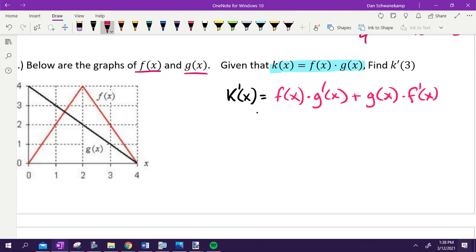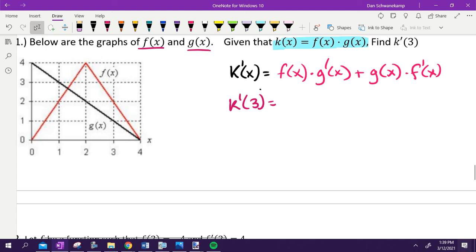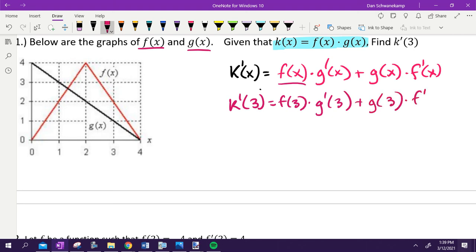But now it's saying, all right, we don't want just that, but we want to find k prime at 3. And it's easy when they gave me a table because I just got to find the numbers. Here it's a little bit tougher. Okay, right here I want to find f of 3 times g prime at 3 plus g at 3 times f prime at 3. You don't have to write this down. I'm just doing it so it's easier to understand what we're doing.